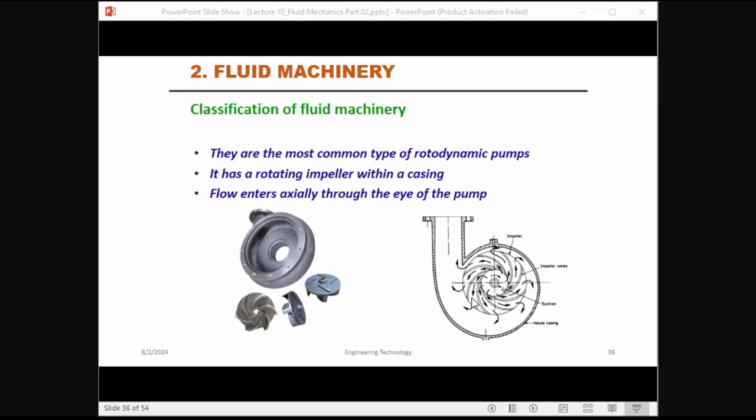Then fluid moves radially outward through the impeller blades. Okay, then water enters from this suction side. Then the impeller will rotate and this fluid goes through this arrow line. Here you can see. Okay, due to centrifugal forces.